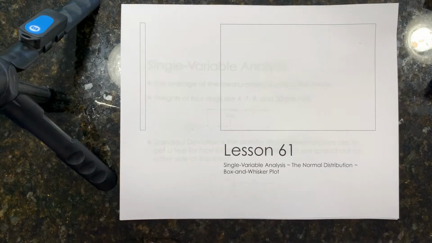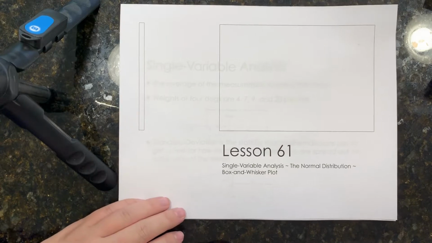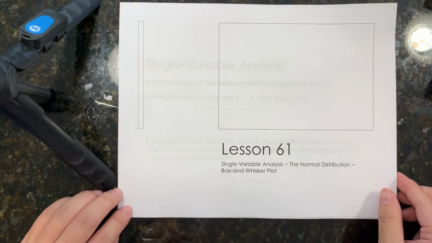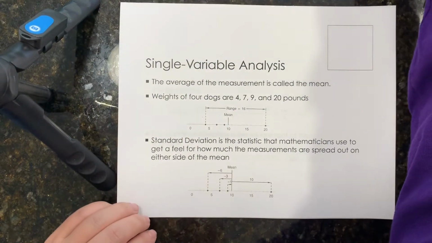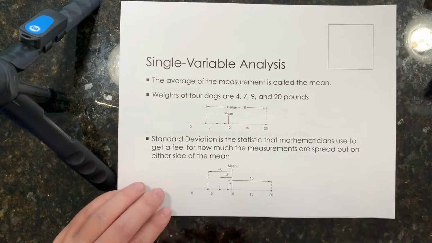Hi everyone, in Algebra 3, this is going to be your new material for lesson 61. This lesson is going to be a little bit longer, so please bear with me. What we're starting to do today is to go over something called statistics. For lesson 61, the first thing we're going to go over is called single variable analysis.